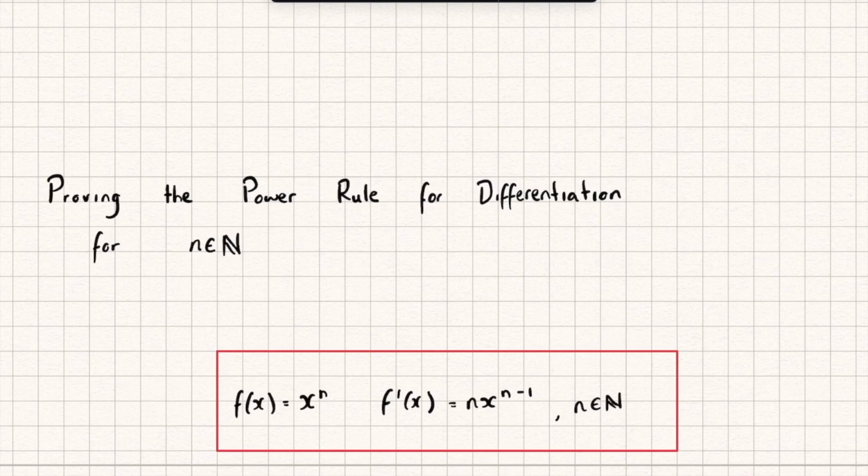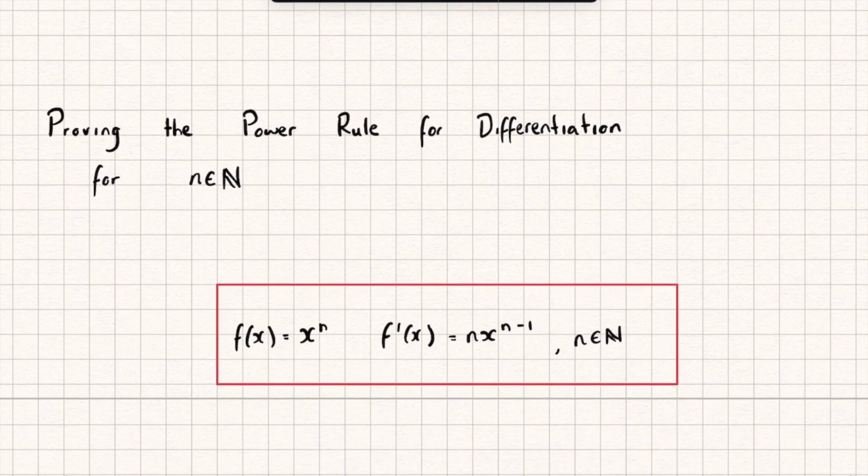So you can see in this red box, we've got the statement we're trying to prove. So if we've got a function which is x to the power of n, then its derivative, f dash of x, is equal to n times x to the power of n minus 1. So we times by the power and take one away.